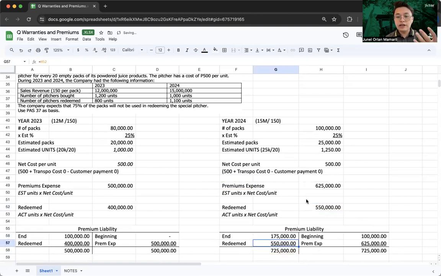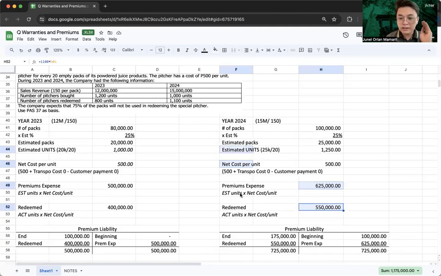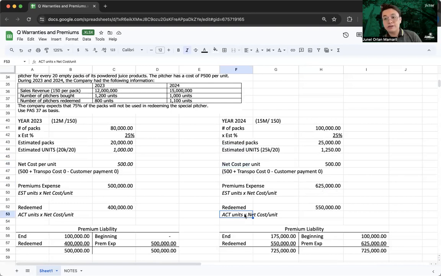Kaya lagi natin kukunin ito, kumbaga ito yung mga infinity stone. Estimated coupons, estimated units, net cost per unit. O nakuha mo na itong dalawa, ito times ito na yung inyong premium expense. And then, the redeem. Yung redeem, parang premium expense rin, ang kaibahan lang ay actual units yung kanyang ginagamit instead of estimated units. So it's just a matter of practice, no? Masasanay rin tayo. So that is how you account for plus 37.